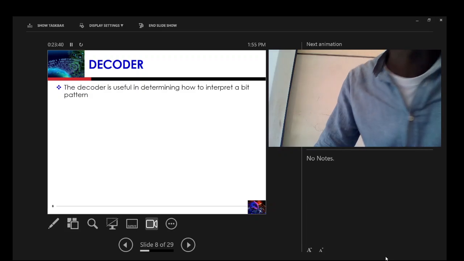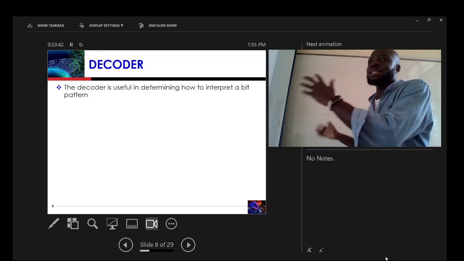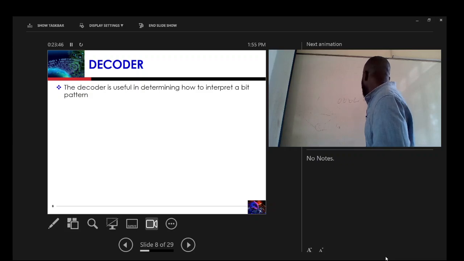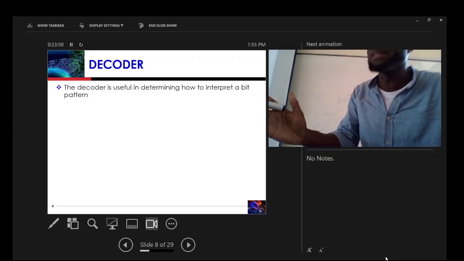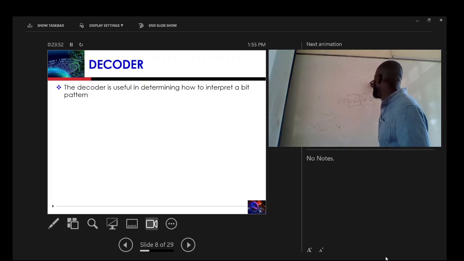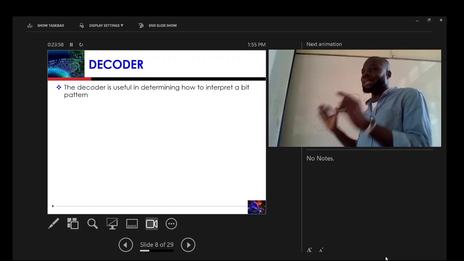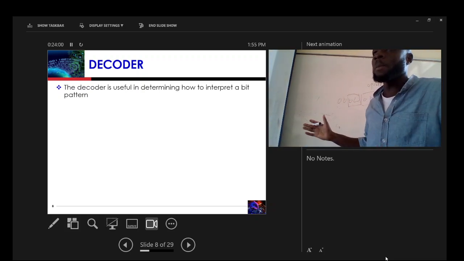Then the other use of the decoder is that once you take your machine code, as you probably know, the machine code has sections, like 0000. Each section has a meaning, and there's a section called the opcode. I think you must have seen it before. The opcode determines the instruction you are doing.